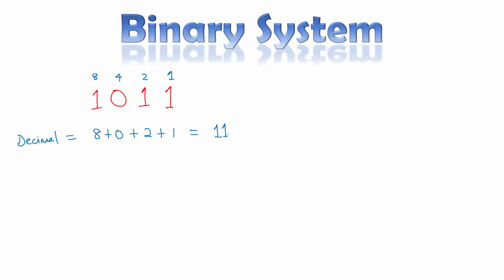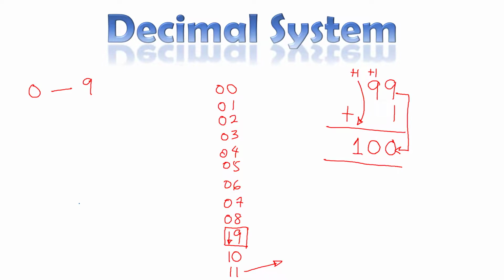So 1011 in the binary system is equal to 11 in the decimal system. And this works very similarly to how you count in the decimal system. Let's say, for example, you have 987. How do you get 987? It's 900 plus the tens place, so you get 80, and the ones, 7 ones is 7. So that's how you get 987.